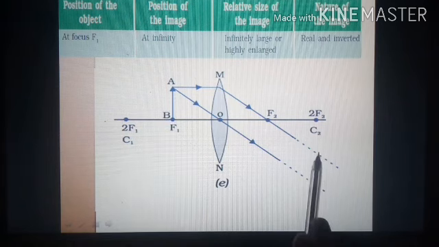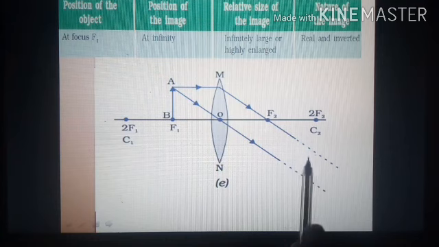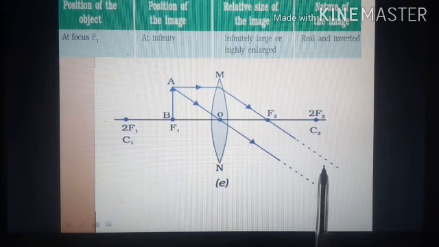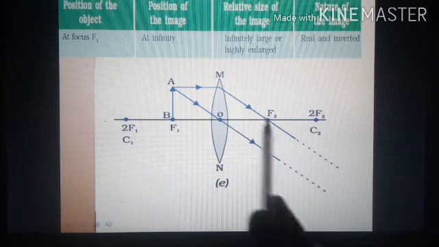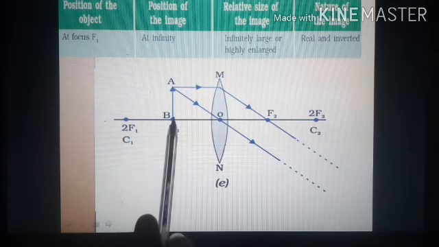Parallel rays cannot meet. Otherwise we can assume they will meet at infinity, so they will form the image at infinity. The image will be very highly enlarged. So we can tabulate the values at focus, with the object placed at focus.